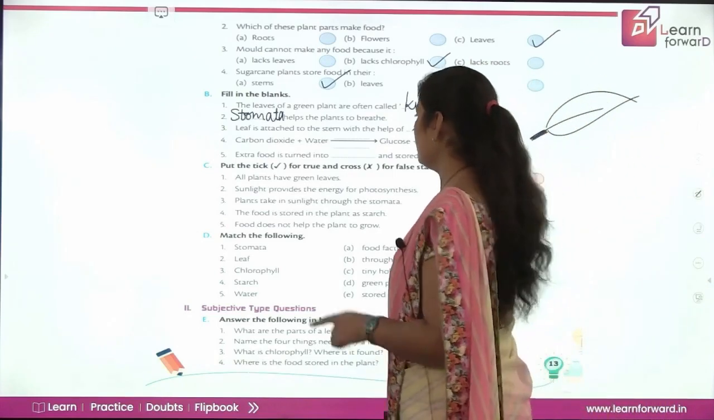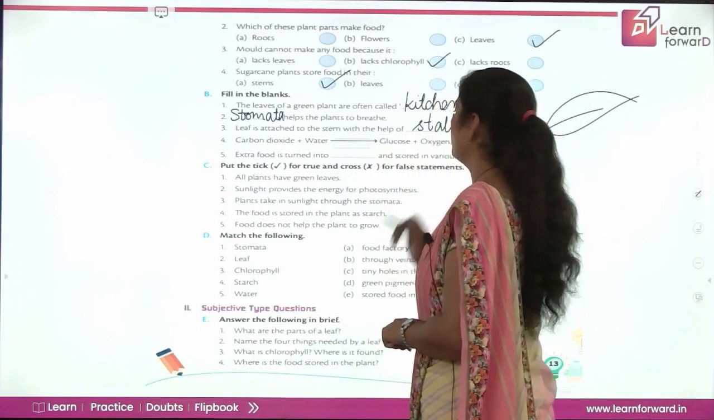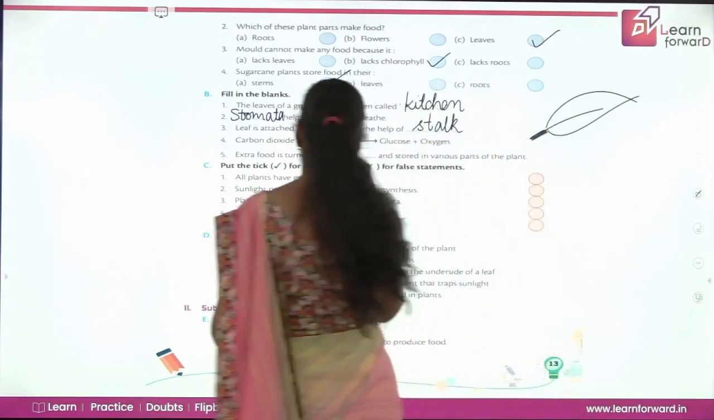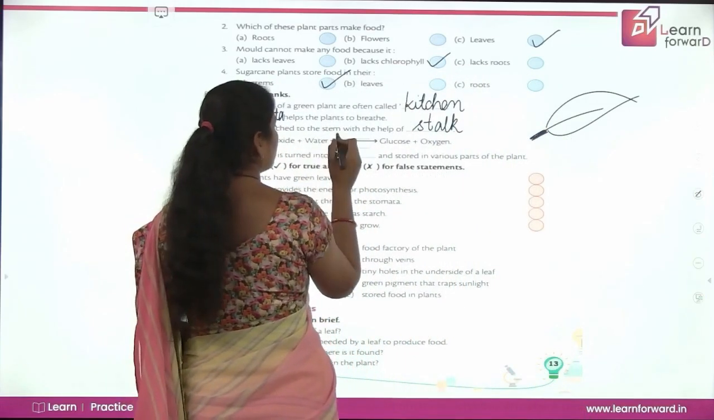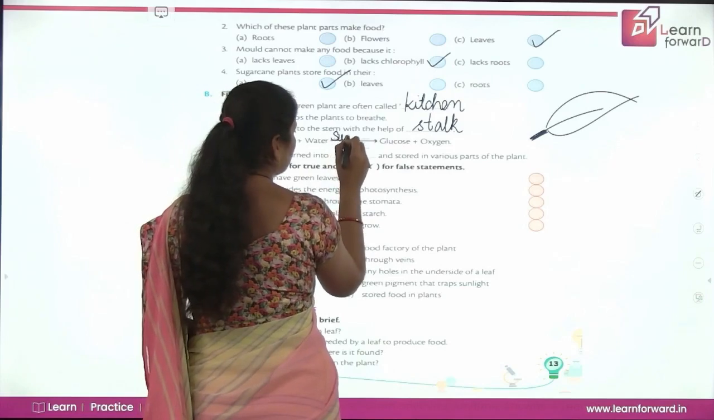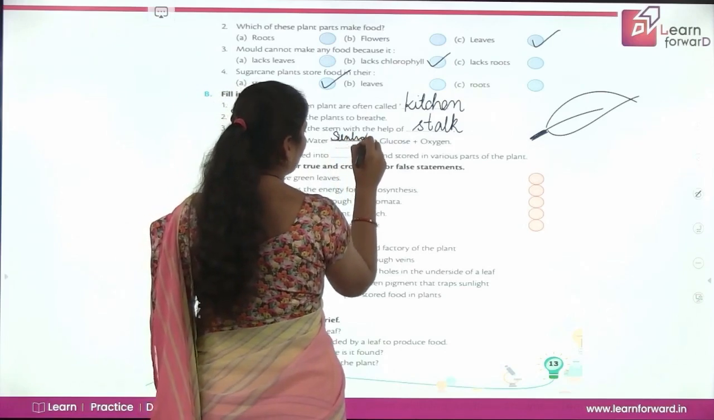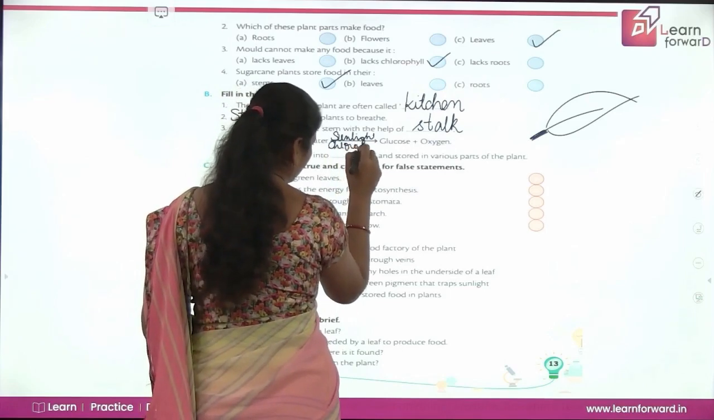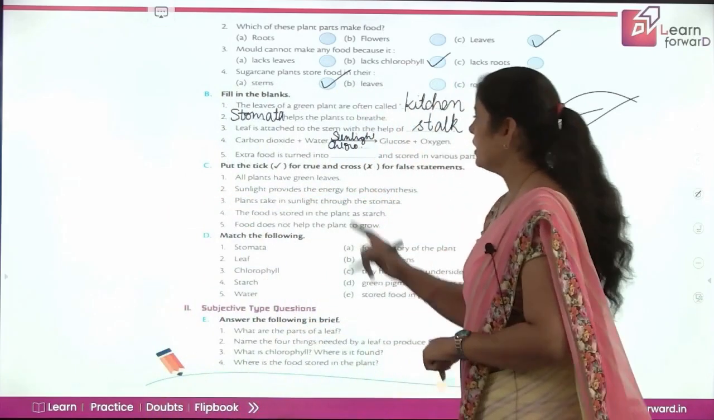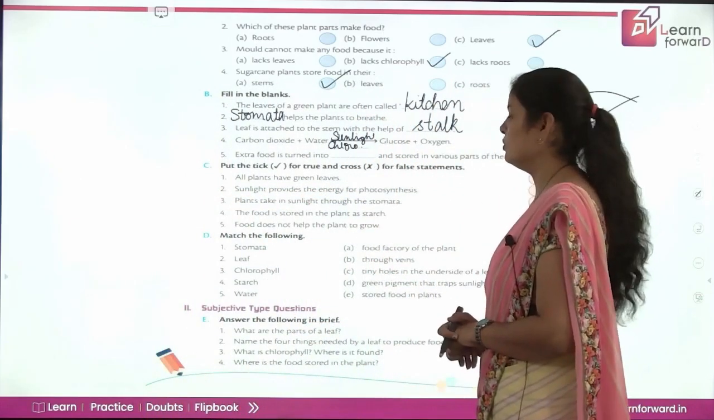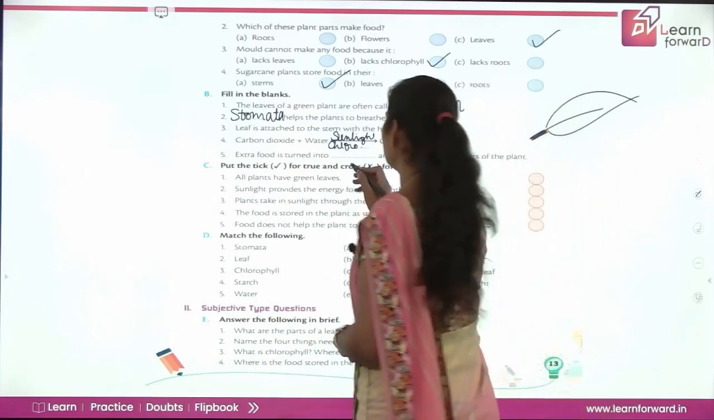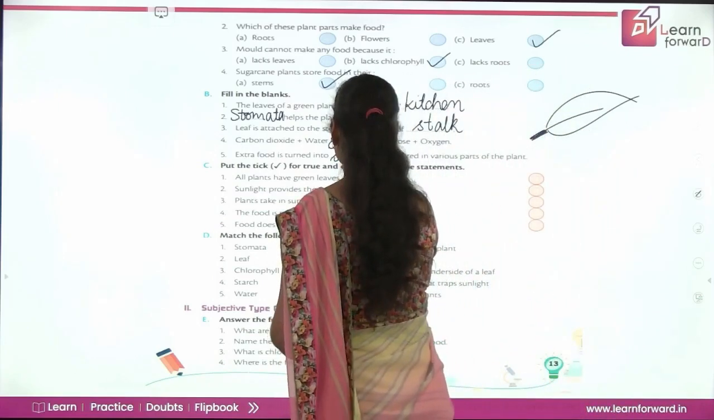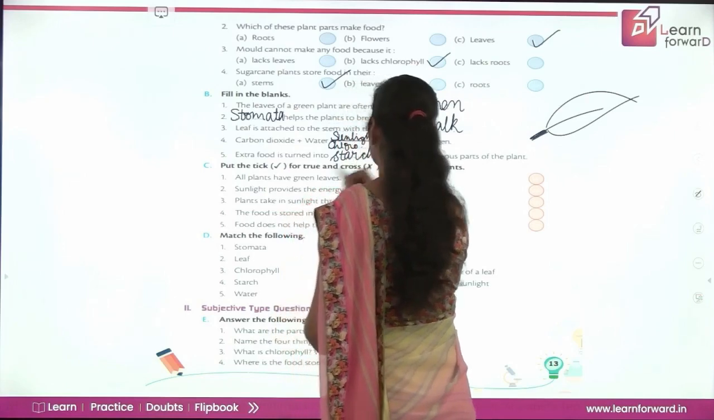Carbon dioxide plus water. This you have to fill. Glucose plus oxygen. So what are the other two requirements? One is carbon dioxide, one is water. Another one is sunlight and chlorophyll. Okay, I am writing in short. Chlorophyll. Extra food is turned into starch. Remember, food is produced as glucose but stored as starch.